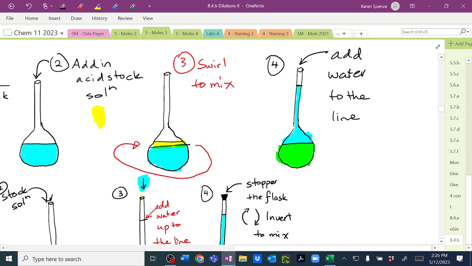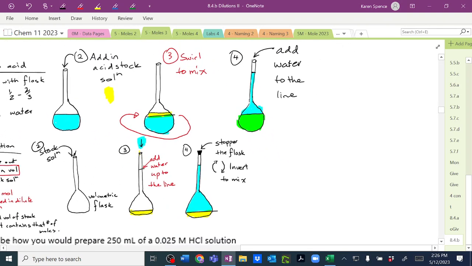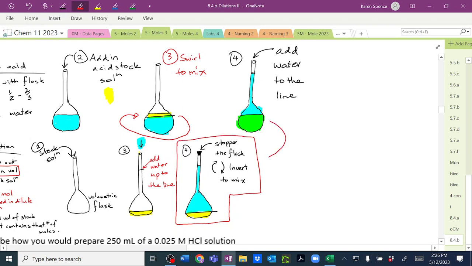And then finally, guess what? We're going to go back down here. Yes, because this is going to be the final step regardless. Yes, this is always the final step.